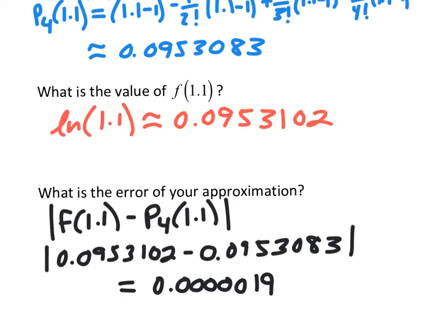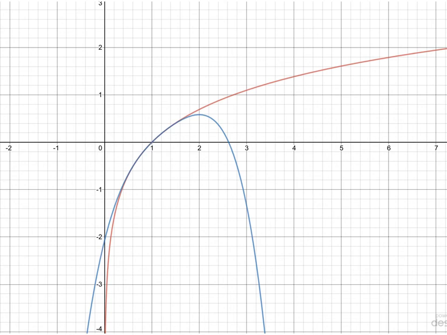Now, graphically, I want to show you what this means as well. Here, the red curve represents natural log of x, so that was my original f of x. And the blue curve represents p sub 4 of x, my Taylor polynomial of fourth degree centered at x equals 1. Notice, right along this area, from about this point to this point, the curves are basically indistinguishable. They're about the same, so anywhere in that area, the Taylor polynomial is such a good approximation that it's hardly any different from the actual value of natural log of x.